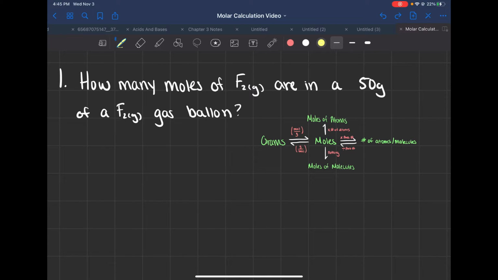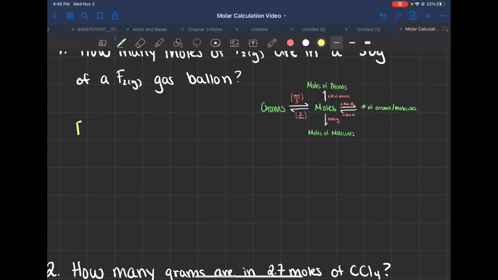Go to ptable.com and then find the atomic weight. You can pause the video here. All right, so if you're back, that means the atomic weight of F. So I would write this out on my problem, 18.99, or in our case, I'm just going to round to 19 grams per mole. But we're not dealing with just F, we're dealing with F2.